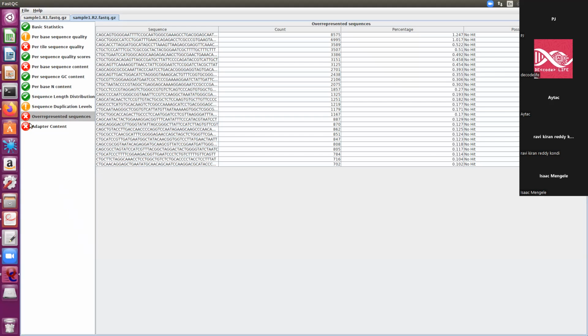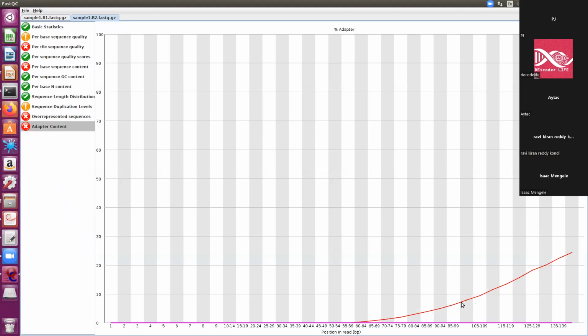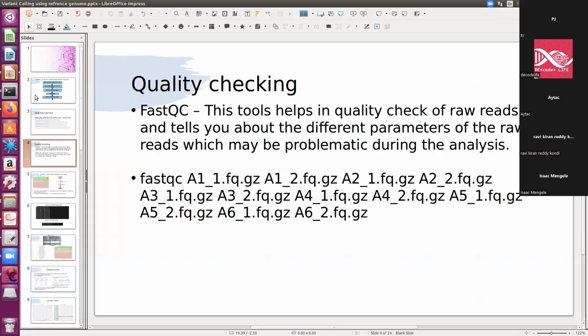And if we come to the adapter content, there is again adapter contamination after 60 base pairs, and the Illumina universal adapter contamination is present here, which we have seen earlier also in read one. So I feel this part is done, and now I will come to the next step. You all got this result when you ran FastQC.